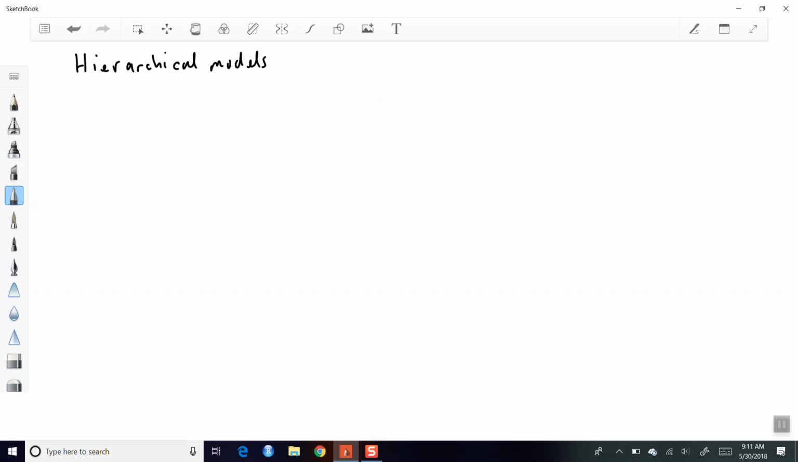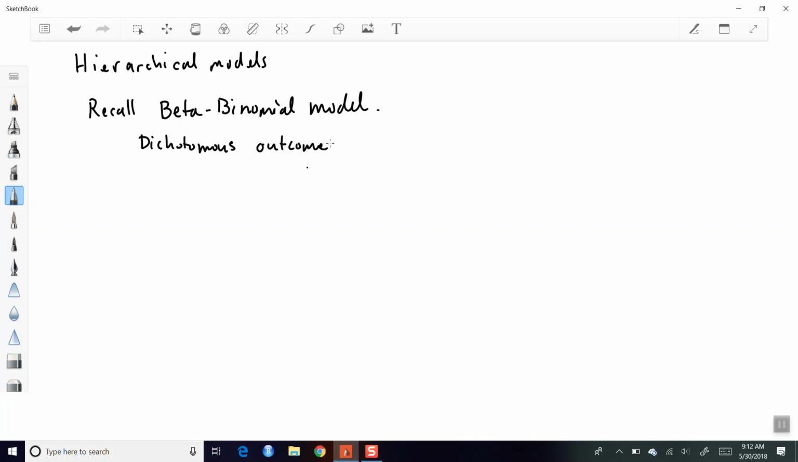Okay, so if we recall the beta binomial model, the way it works is that we have some kind of dichotomous outcome, right? So, yes or no, and the probability of yes comes from the probability of yes, not the probability, each outcome.